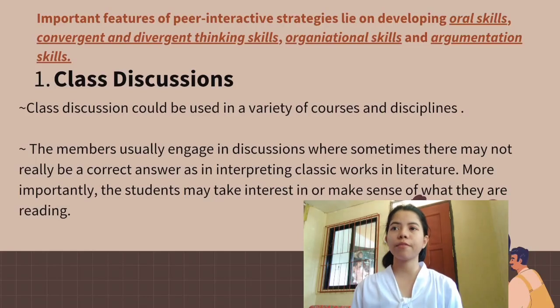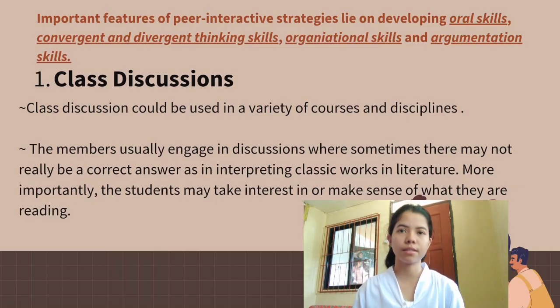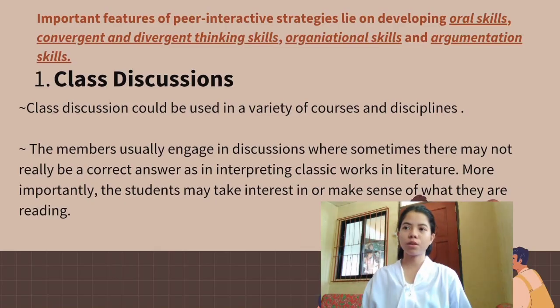So the important features of the peer interactive strategies lie in developing the students' oral skills, convergent and divergent thinking skills, organizational skills, and argumentation skills. When we talk about the features of the peer interactive strategies, we have various types. One of the features of peer interactive strategies is the class discussions.